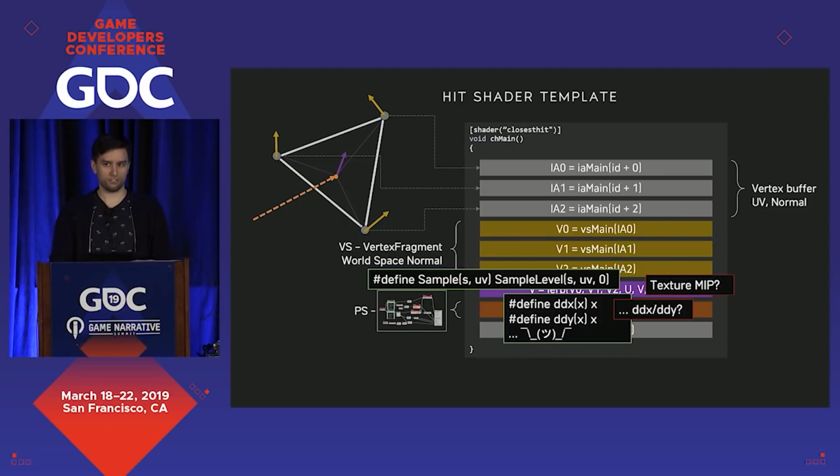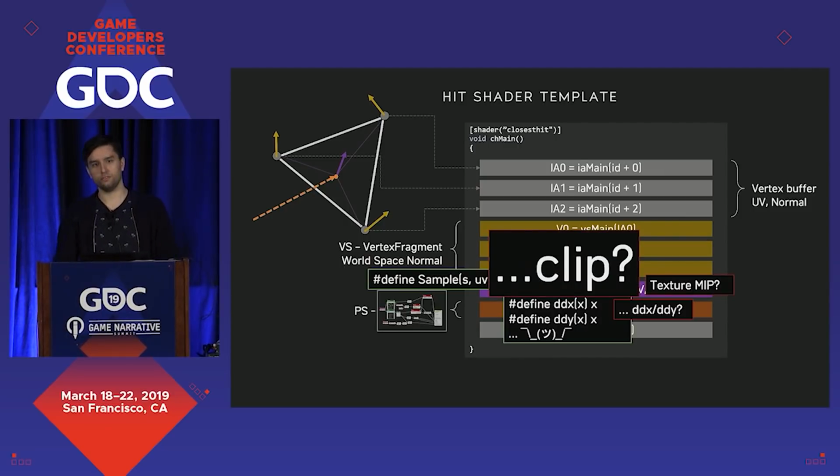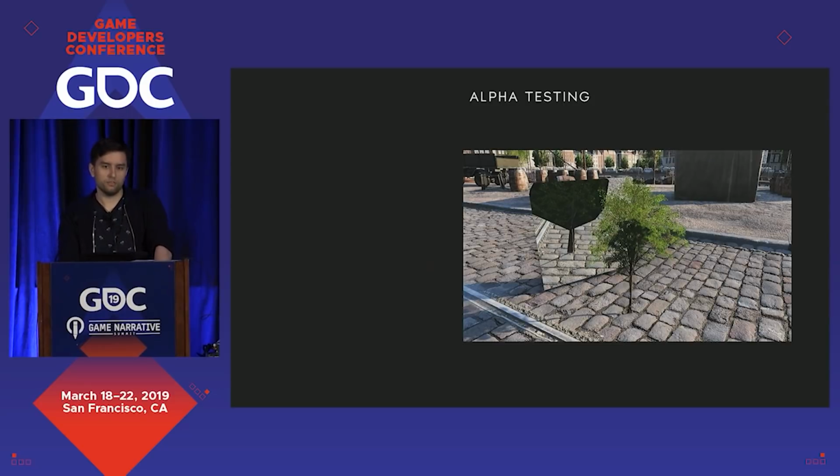Then there are more instructions, like clip, the instruction to terminate the pixel shader as it's executing. If you ignore this, you're going to run into these issues. You have a tree here that's alpha tested, and if you ignore the alpha testing in the closest hit shader, it's going to look pretty bad. The ray is going to hit, and it's going to return a black color when it should just skip through the leaves.